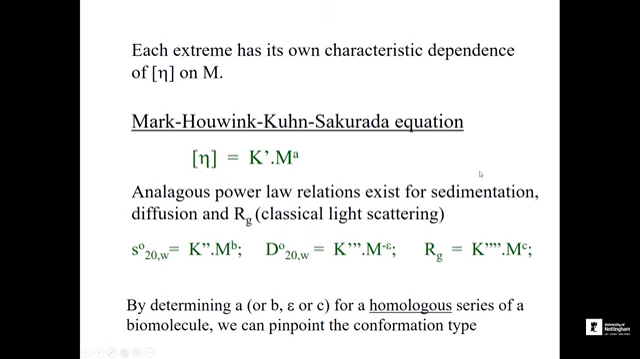Well, it was in the 1930s when Mark in Germany, I think it was, came out with this equation describing intrinsic viscosity related to molecular weight, this power. But unknown to him, Houwink in Holland had made the same derivation. So it became known as the Mark-Houwink equation. And unknown to them, Kuhn in Austria had also come up with the same equation. So it came out as the Mark-Houwink-Kuhn equation.